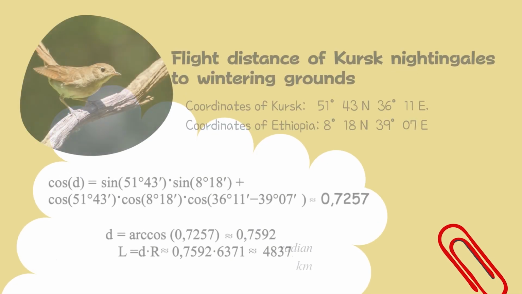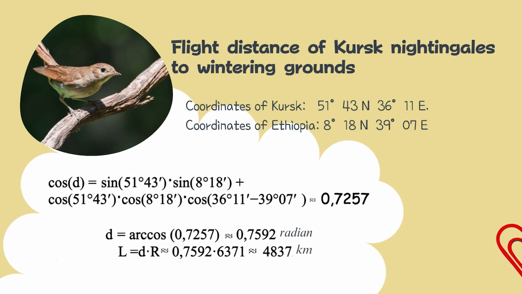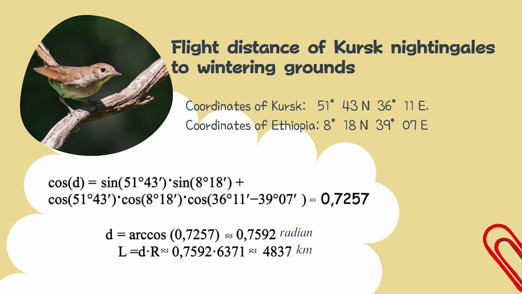We can easily determine the distance flown by the nightingale wintering in Kursk using latitudes and longitudes. If d is the distance between the two endpoints, L is d multiplied by r, where r is 6371 kilometers, the average radius of the globe.